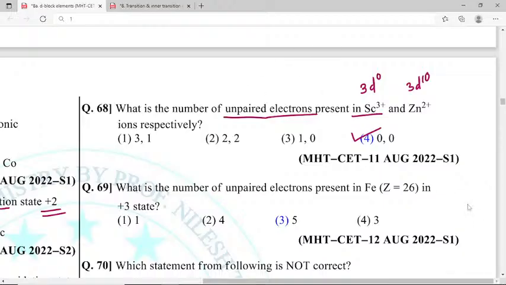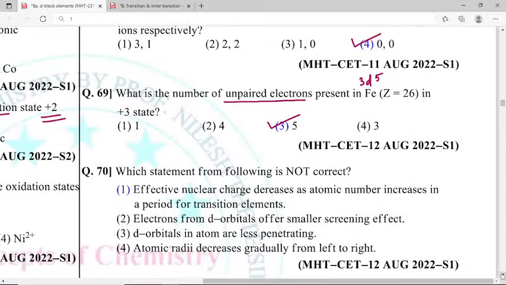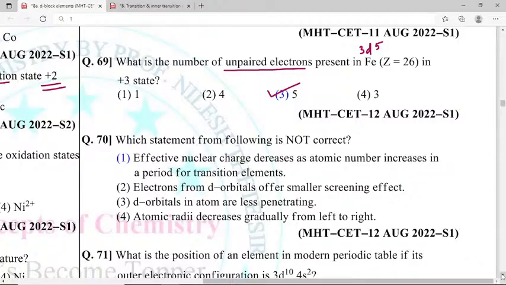What is the number of unpaired electrons? Iron +3, so Fe3+, 3d5, 4s0. So 5 unpaired electrons. Fe is in the +3 oxidation state.